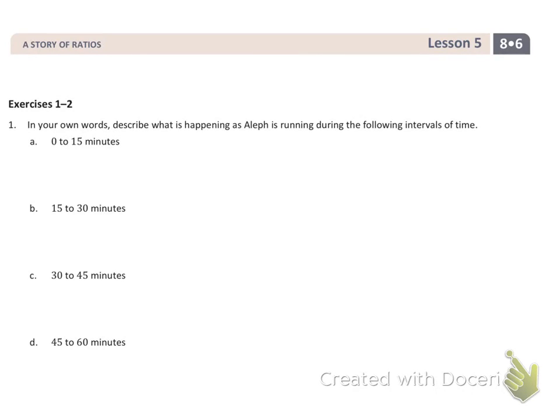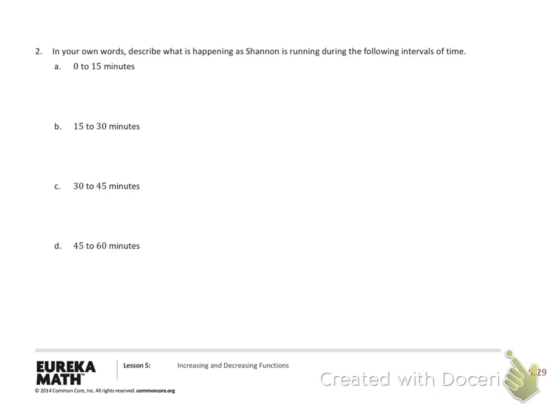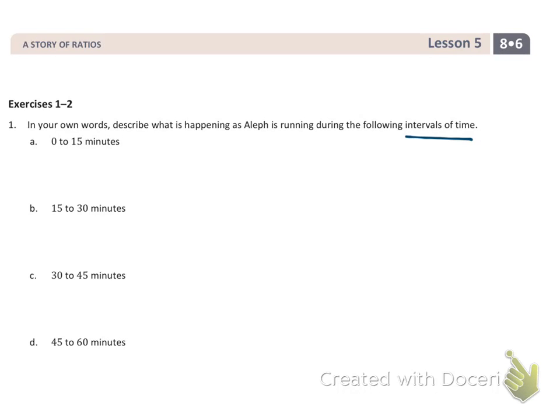So exercise 1 and 2 is going to walk you through looking at different intervals of time for both of these two runners on graph A and B. And you're going to analyze their rate on some different intervals of time, from 0 to 15 minutes, 15 to 30, 30 to 45, and 45 to 60, and talk about what's happening to their rate during those different times. So if you feel comfortable, you should go ahead and work on that now, either by yourself or with a partner. And come back and we'll check those together and then discuss the results.